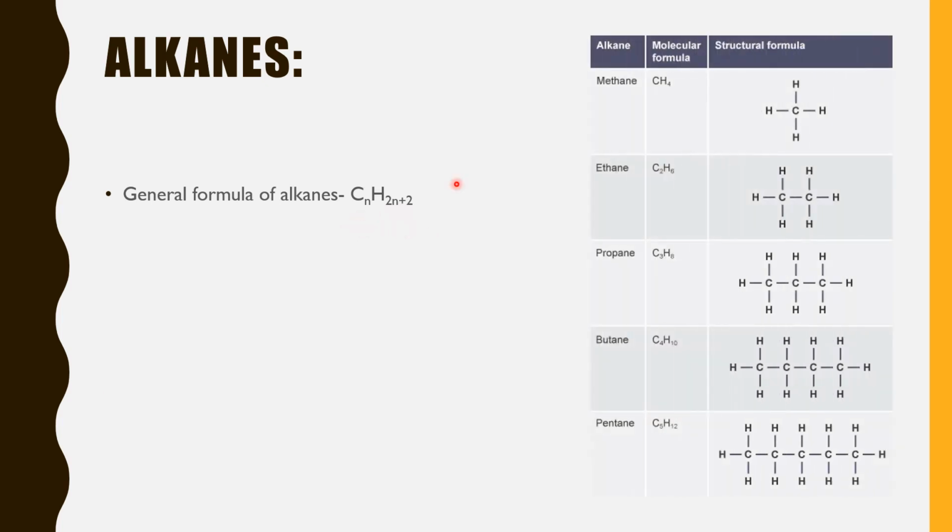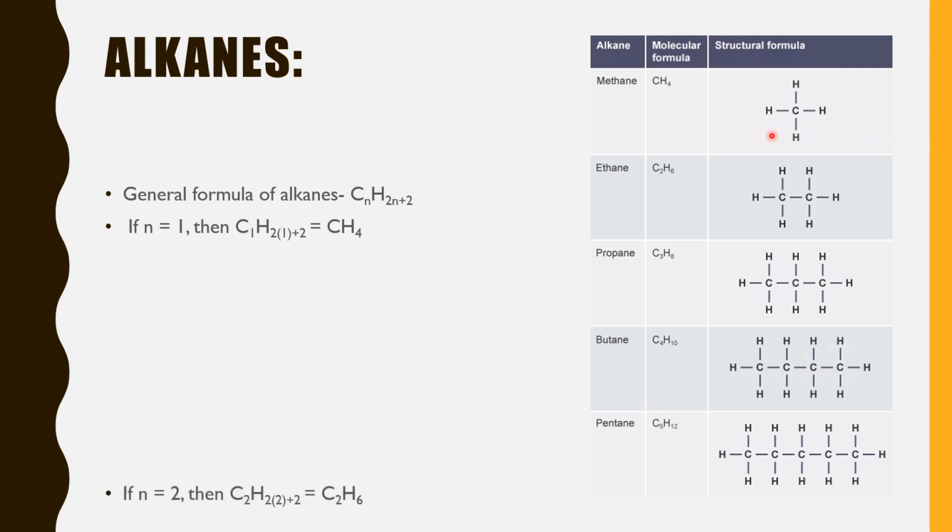Let's see alkanes in detail. The general formula of alkanes is CnH2n+2. This is the general formula of alkane. These are the examples, and let's see how it applies with this formula. The first one: if we put n equal to 1 in the general formula, that is C1H(2×1+2), so the formed structure is CH4. This is the structure of CH4, that is methane.